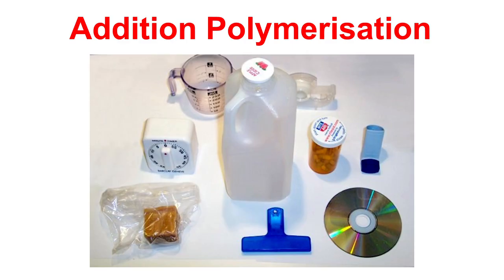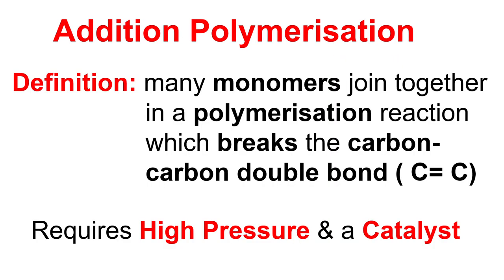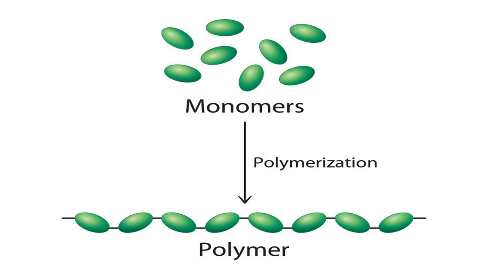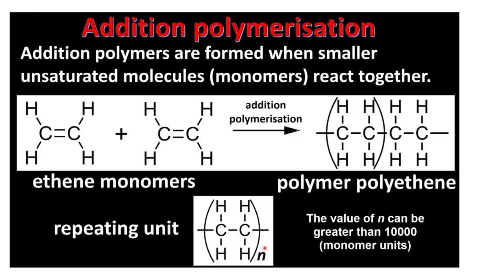So we're looking at addition polymerization now. When you think of polymers, just think of plastics. Plastics and polymers are the same thing, okay? So what is addition polymerization? When many monomers, and you're going to find out that these monomers are alkenes, join together in a polymerization reaction which breaks the carbon-carbon double bond, and it requires high pressure and a catalyst. I'm going to say it again because they ask it so often, to define addition polymerization. When many monomers join together in a polymerization reaction which breaks the carbon-carbon double bond. So there's loads of monomers which join together to form a polymer chain.